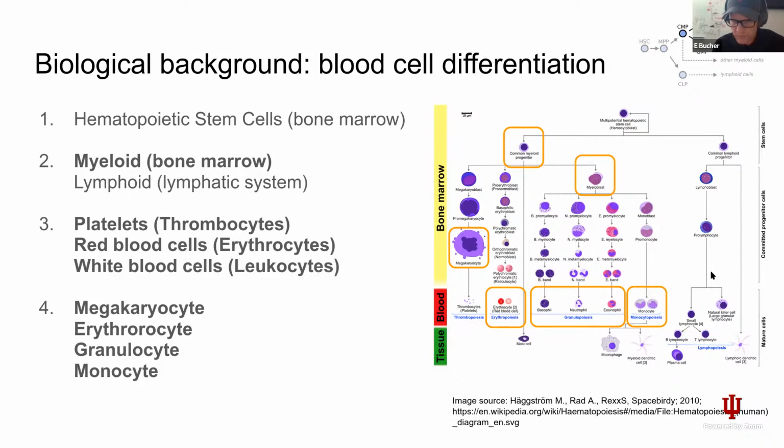But I don't want to actually talk too much about the immune system. We stay here really on the myeloid side. What is interesting is just that the immune system itself has two sides. One of them is myeloid, so it grows in the bone marrow, and the other one is lymphoid.